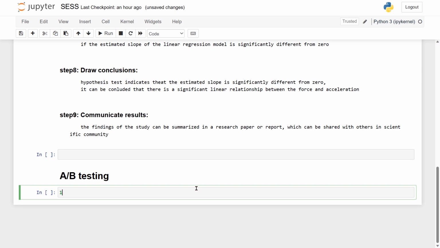One example is testing two soil treatments to determine which produces better seed germination.